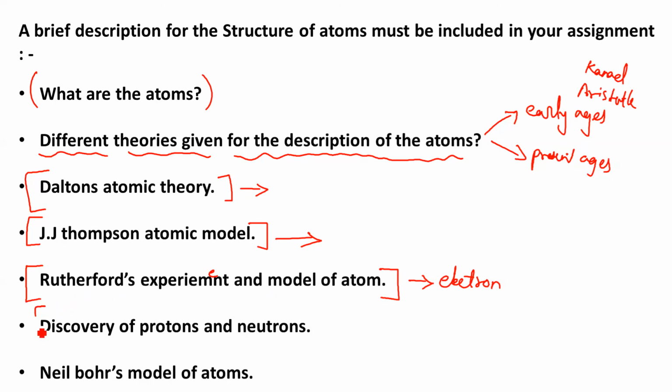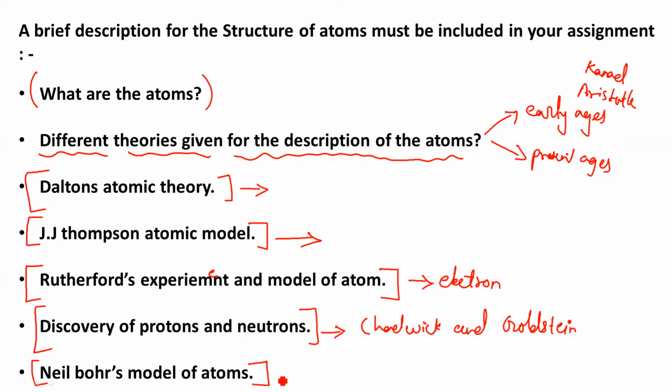Next, after this, you have to give a brief description about the discovery of protons and neutrons, which was done by Chadwick, James Chadwick, and Goldstein. So you can get all these things from your NCERT book, or you can use the internet also for all this information. And after this, you have to take the last atomic model, which is also known as the planetary atomic model, given by Neil Bohr. Planetary atomic model given by Neil Bohr.